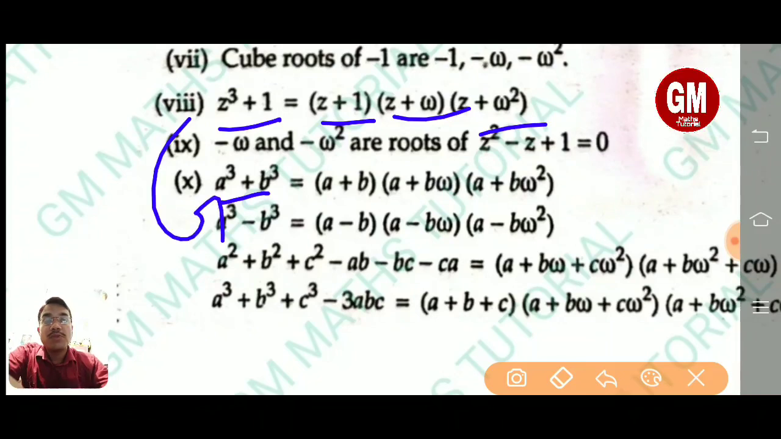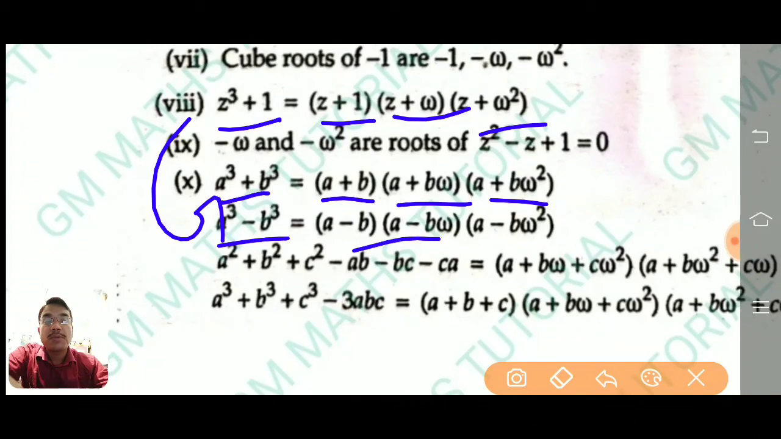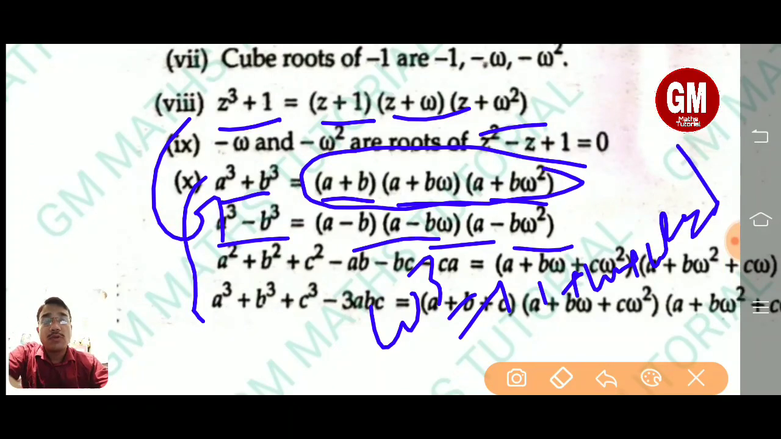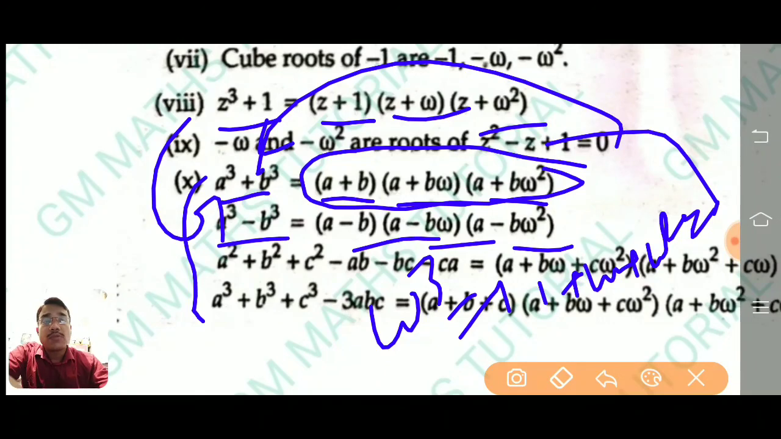Similarly a cube plus b cube we write as a plus b, a plus b omega, a plus b omega square, and a cube minus b cube as a minus b, a minus b omega, a minus b omega square, and so on. It is very easy. We take the product of these three quantities on the right hand side, and using the property omega cube is equal to 1 and 1 plus omega plus omega square is equal to 0, we can get a cube plus b cube, similarly a cube minus b cube, and so on.